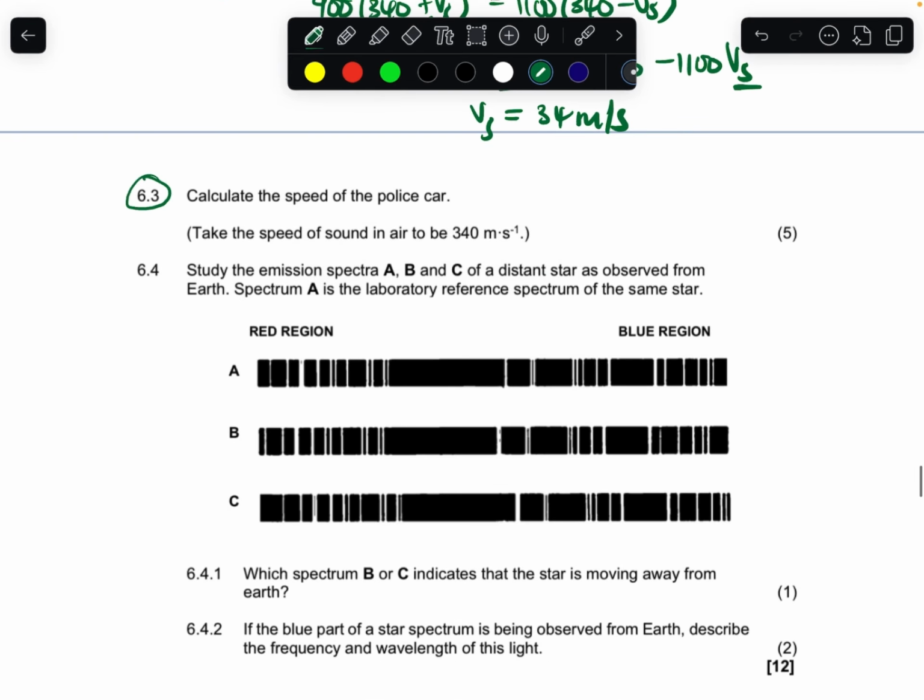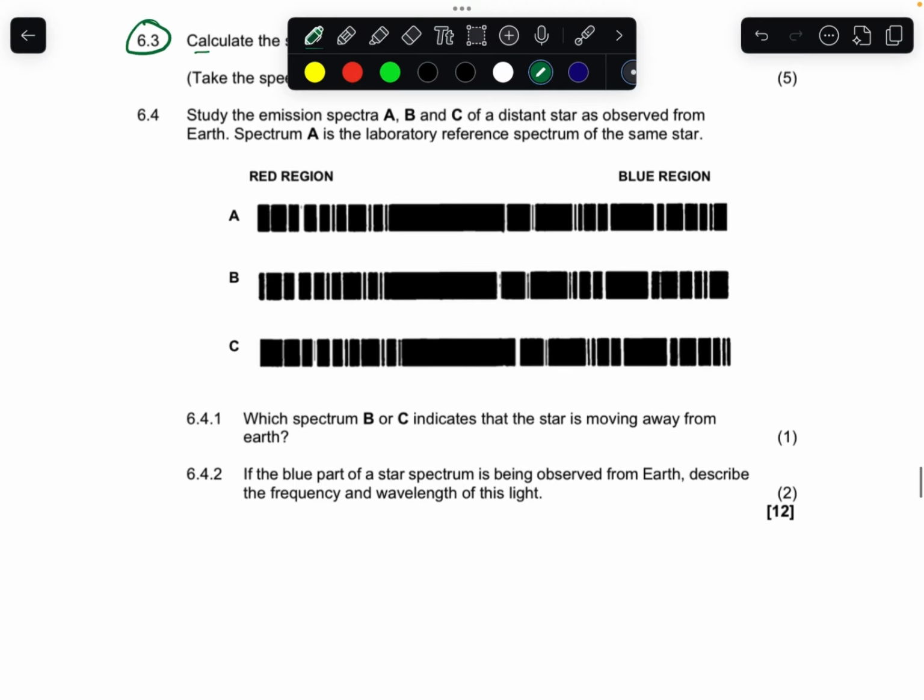Now 6.3, it says... We already done that. It was a matter of copy and paste. 6.4. It says study emission spectra A, B, C of a distant star observed on Earth.